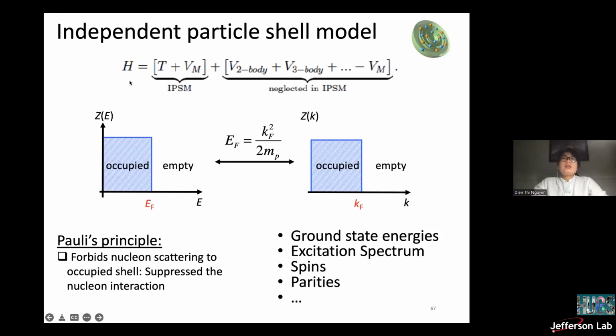And in this independent shell model, they will ignore all the interaction between two and three nucleons. So this is completely out of the Hamiltonian. They will only have one term, here is the mean field one.